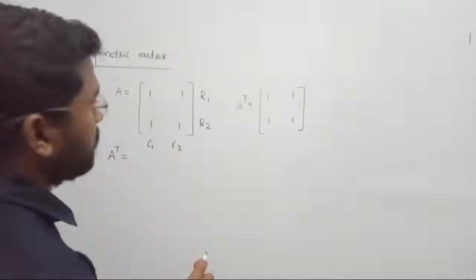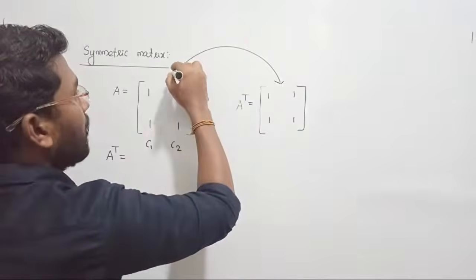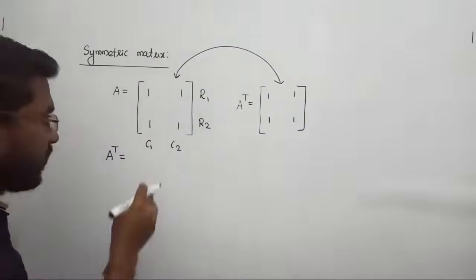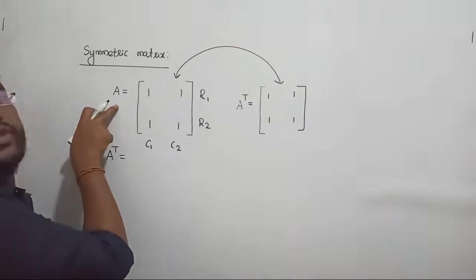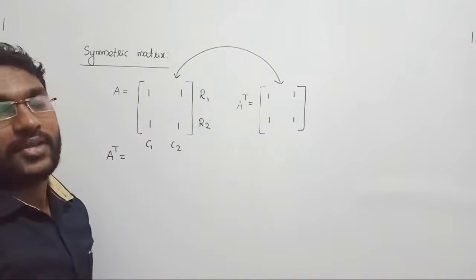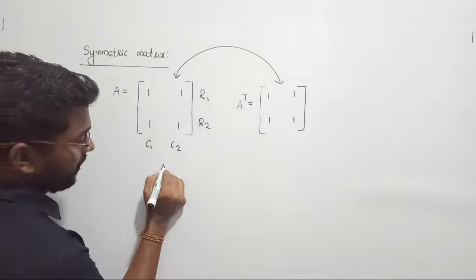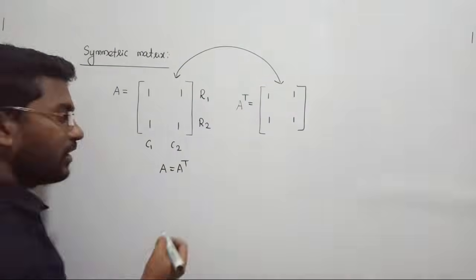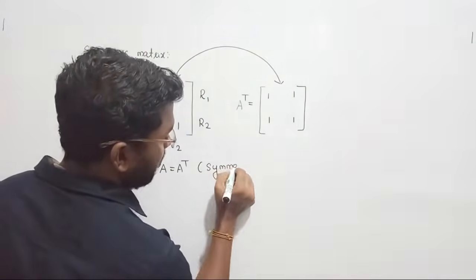After doing the transposition, observe the properties of matrix A and A transpose. Have any changes come after the transposition? No. Whichever properties I observed in the basic matrix A, the same properties I am observing after doing the transposition. So the conclusion is: in this matrix, matrix A will become equal to the value of A transpose, and that is simply called a symmetric matrix.